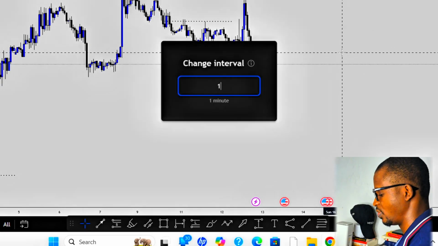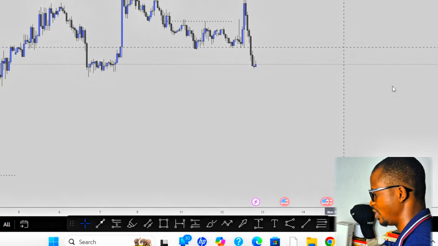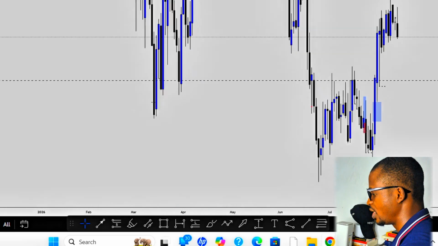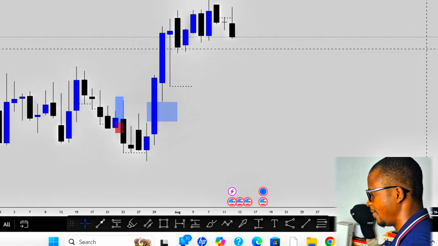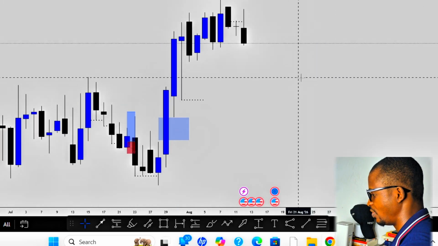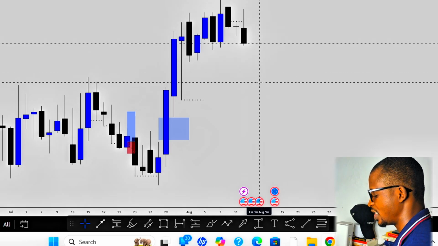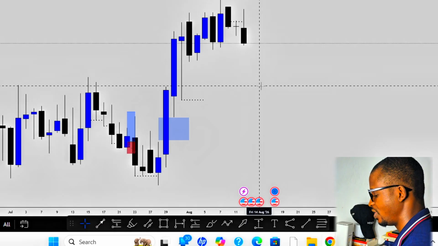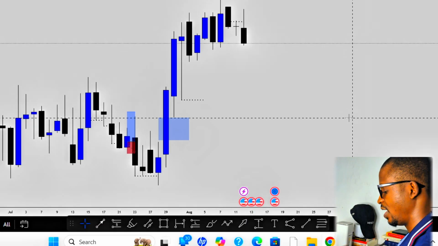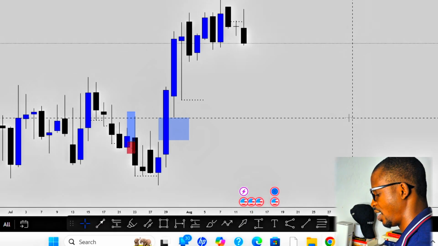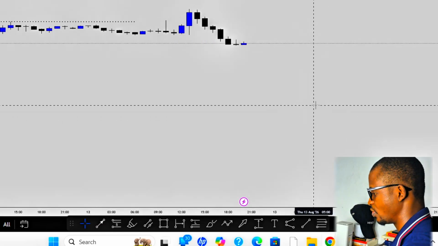If we are to consider selling Euro USD, of course, today is going to end as a bearish candle. And given the fact that price has already taken out all this external liquidity, I mean all this internal liquidity on the lower time frame, like the 1 hour. Let's go to the 1 hour now.